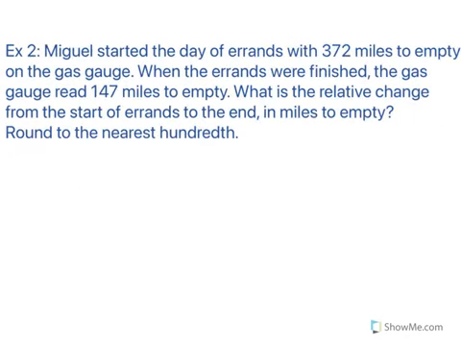Let's do one more quick example. Miguel started the day of errands with 372 miles to empty on the gas gauge. When the errands were finished, the gas gauge read 147 miles to empty. What is the relative change from start of errands to the end in miles to empty, rounded to the nearest hundredth? Started means this is the initial value. Ended means this is the final value.